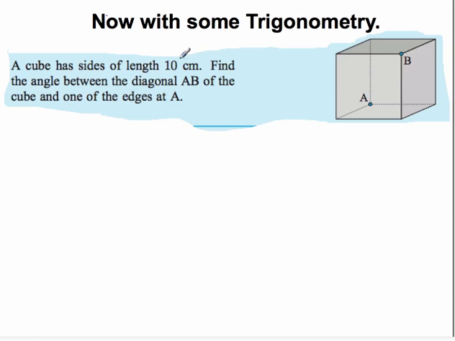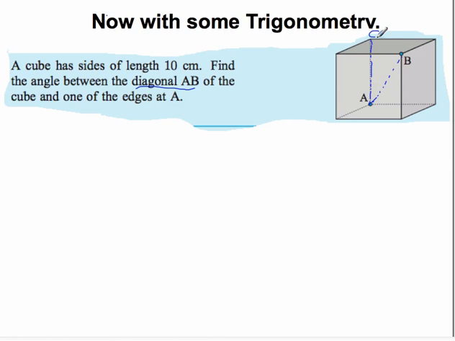Okay, next problem, we have a cube with side lengths 10. We have to find the angle between the diagonal AB of the cube and one of the edges at A. So first of all, let's draw this diagonal AB. It's going to be here. We want to find the angle between this length here, segment AB, and one of the edges of the cube. So let's do this edge.